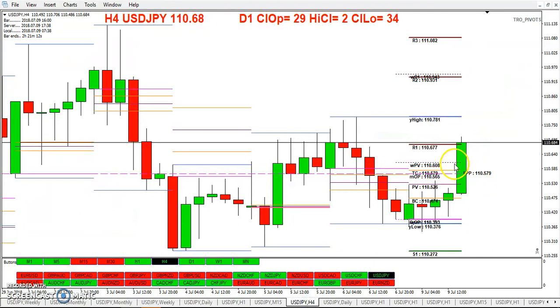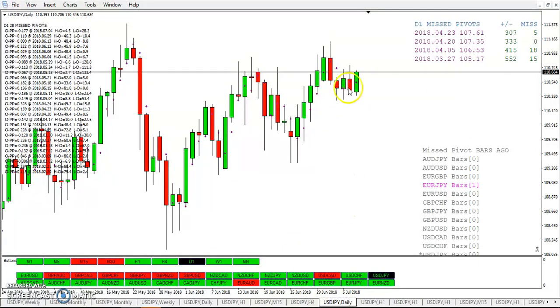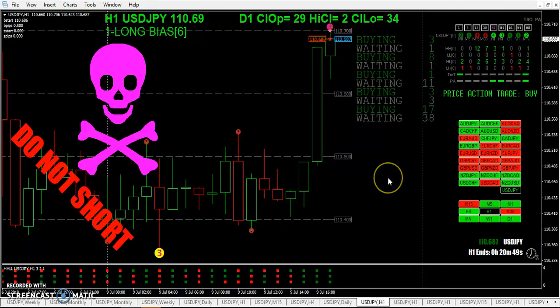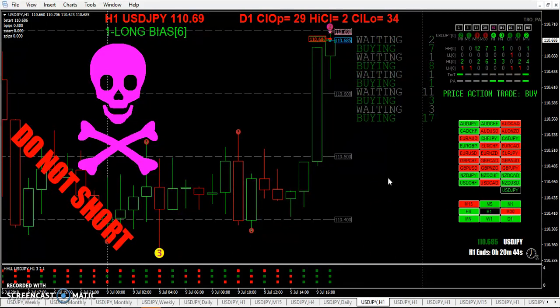And once again, we took out the daily pivot. We've taken out the weekly pivot. We've taken out R1 on the daily. Here's our weekly R1 up here. Took out the pivot. And what do we have here? We have price action.